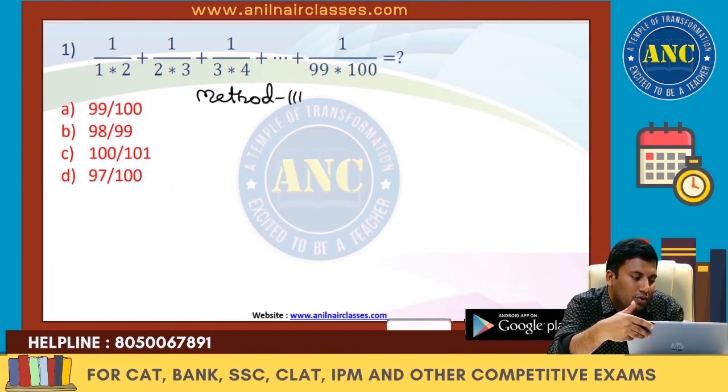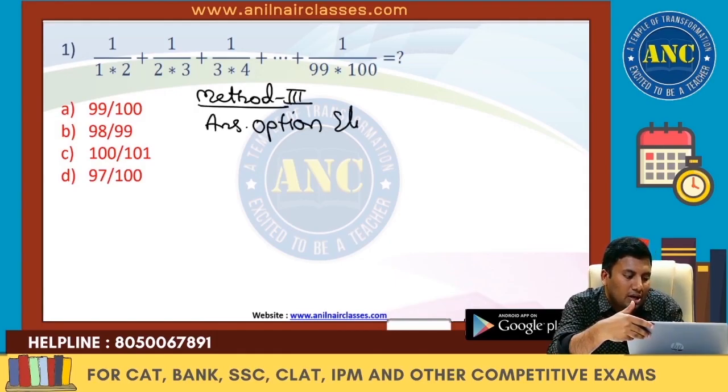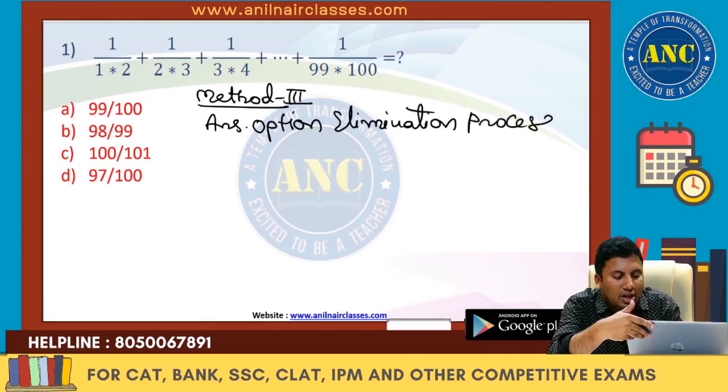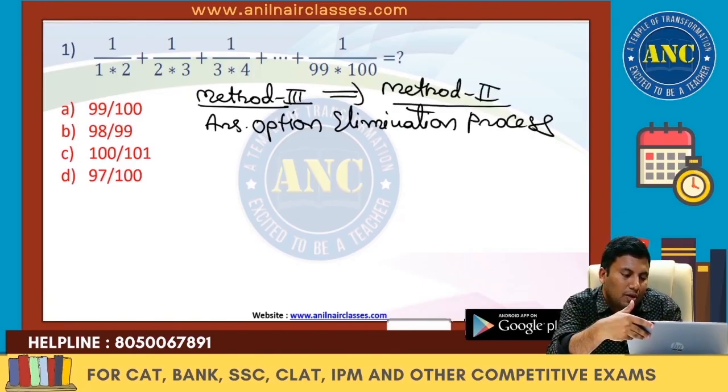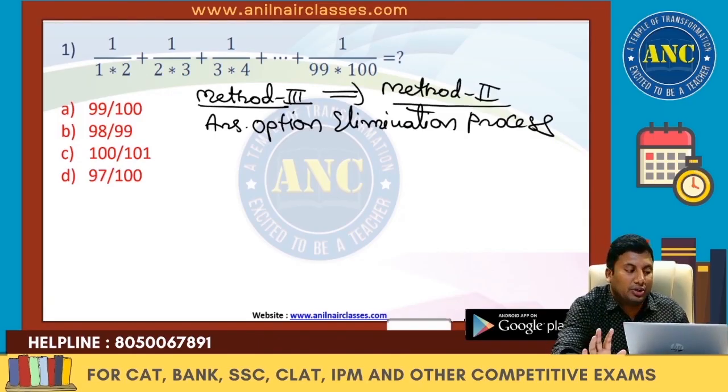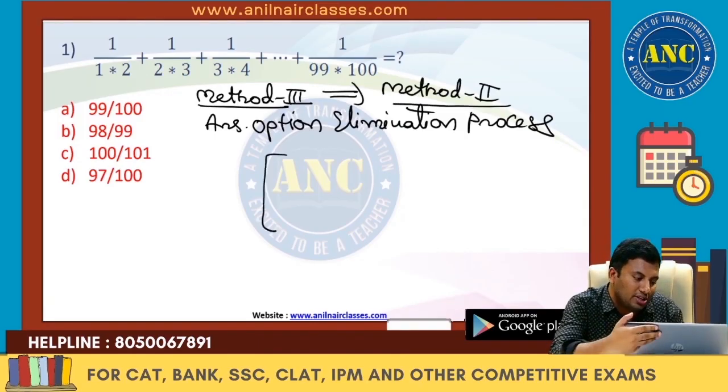Method 3: answer option elimination approach. This answer option elimination approach, method 3, is derived from method 2. The answer is nothing but 2 numerical values. How many do we have to condense? 1 numerical value.